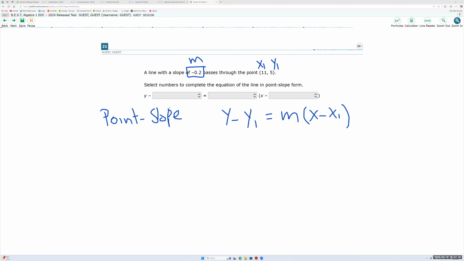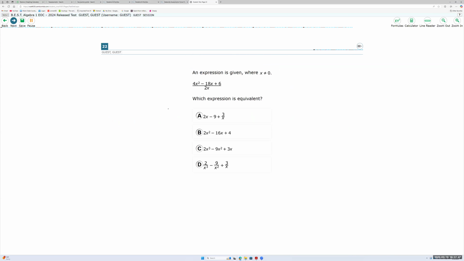So now we have the slope value, we have x1 11 and y1 5, so it's just a matter of clicking here: y minus y1, which is 5, is equal to the slope, which is negative 0.2, times x minus 11. That's it, and we move on to the next question. If you want to pause the video, you can do it now, as I need to erase that and move on to the next question.